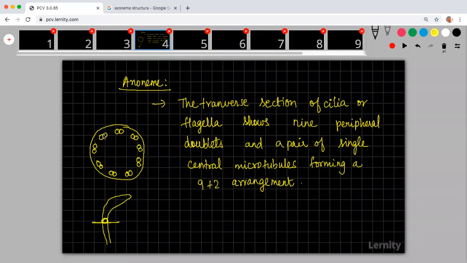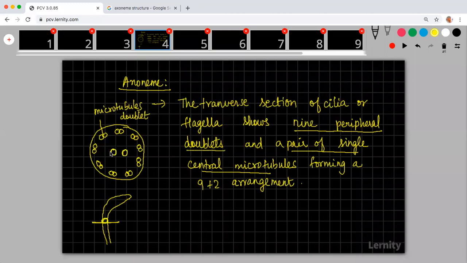What will you see? All these things are microtubules. But are microtubules present singly or as doublets? They are present as doublets. What is the meaning of doublet? Doublet means two things are arranged together. This is there in the 9 peripheral, and peripheral means it is there in the boundary. And a pair of single central. What is the meaning of single central? There is one pair which is there in the single center.